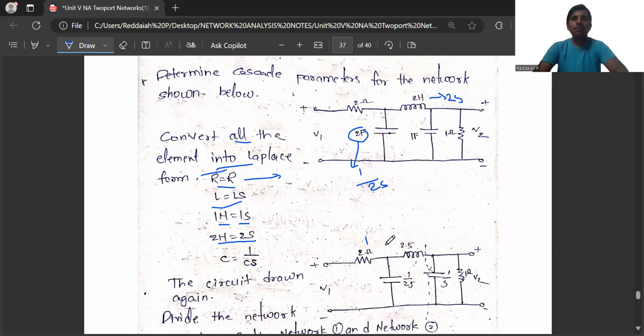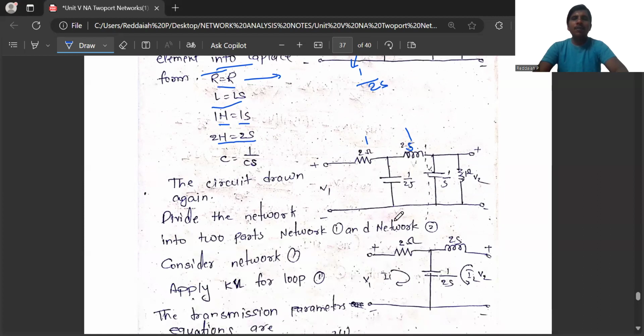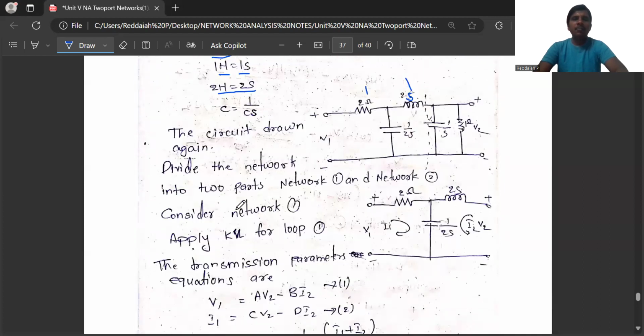2 ohm is 2 ohm. 2 Henry is 2s. And 2 Farad is 1 by 2s. 1 Farad is 1 by s. And 1 ohm is similarly 1 ohm only. V1, V2. This circuit diagram we can redraw. Divide the network into 2 parts, network 1 and network 2. Network 1 consists of 2 ohm, 2s and 1 by 2s, and the other network is this one.